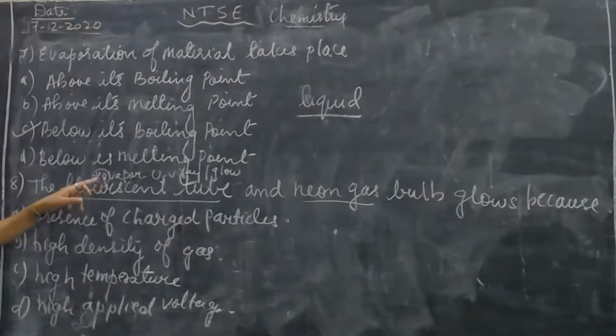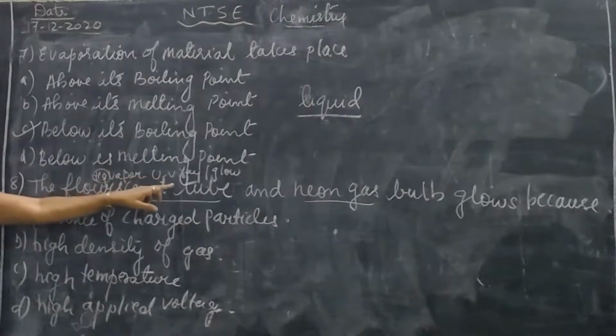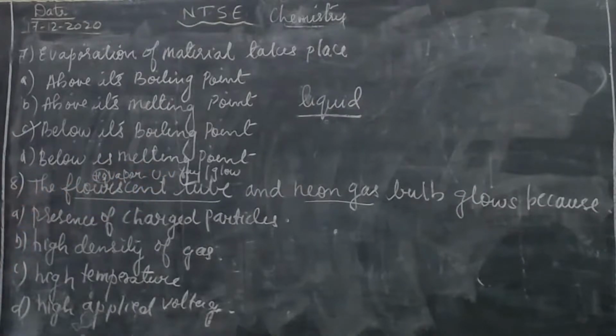That means at low pressures, the mercury vapors emit UV rays, which results in the glowing of the fluorescent tube. When UV rays are being emitted, it indicates that they are being ionized. When are they getting ionized?